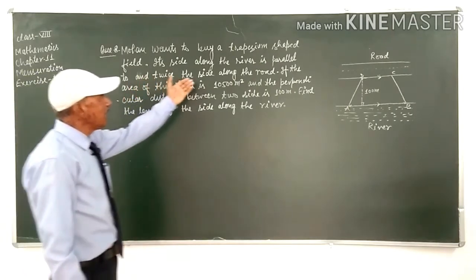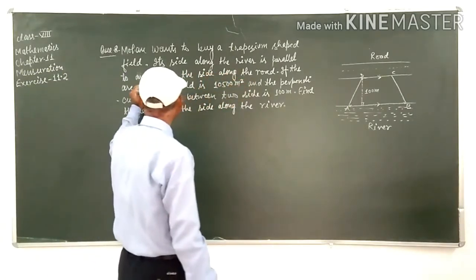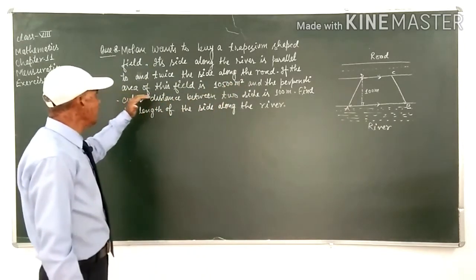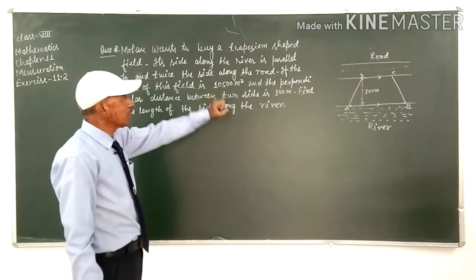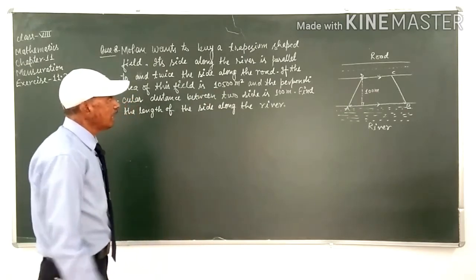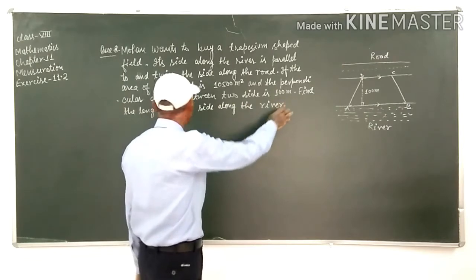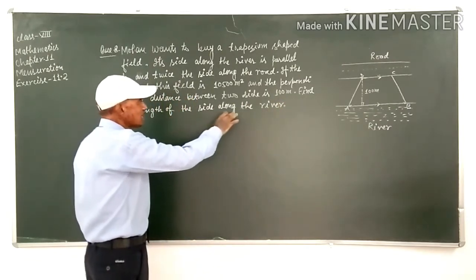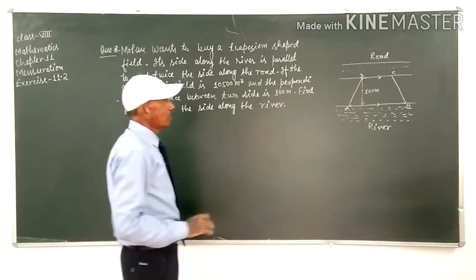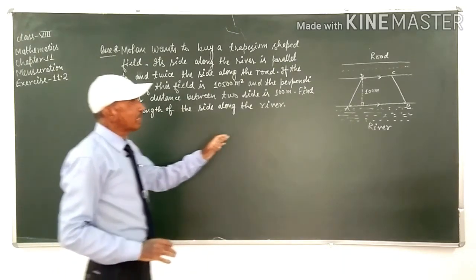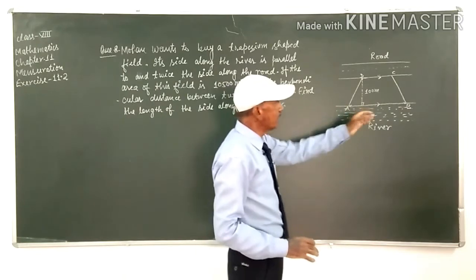Its side along the river is parallel to and twice the side along the road. If the area of this field is 10,500 meters square and the perpendicular distance between two sides is 100 meters, find the length of the side along the river. Student, in this question we have to find out the length of the side along the river.